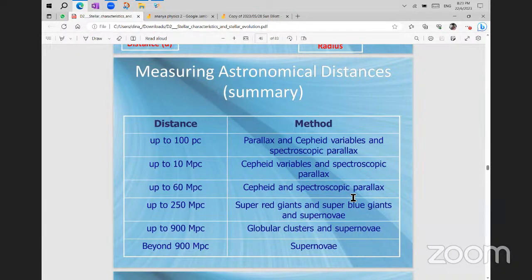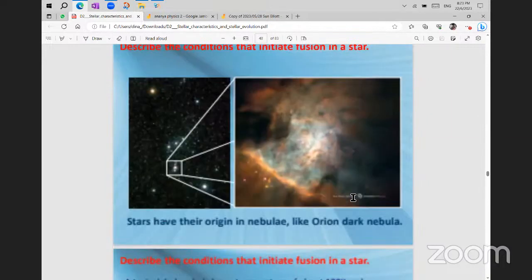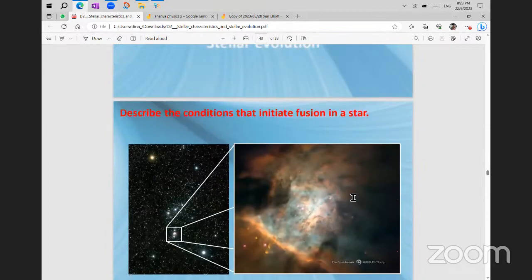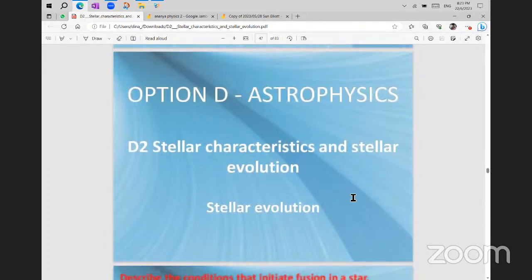Okay. This is how you measure distances, right? And we should stop here and try to do the Cepheid one. I argue that's better. Okay, sure.